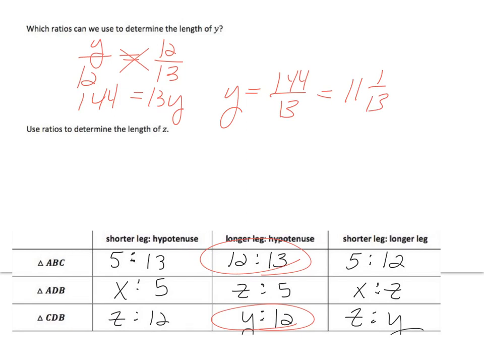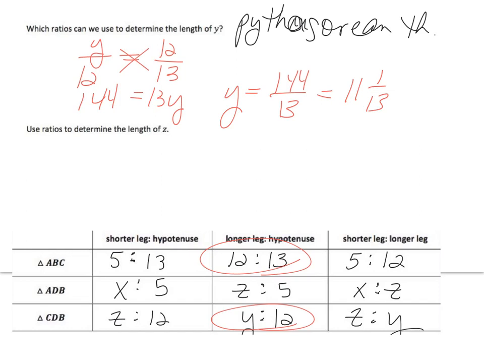Okay, what I didn't do when I did this example the first time is we could have used the Pythagorean theorem also. Once we have two sides of a right triangle, we can use that to determine the third side.